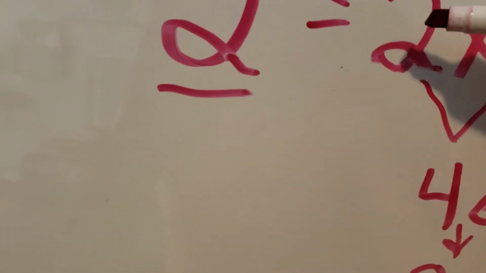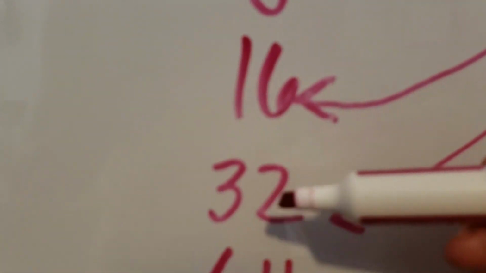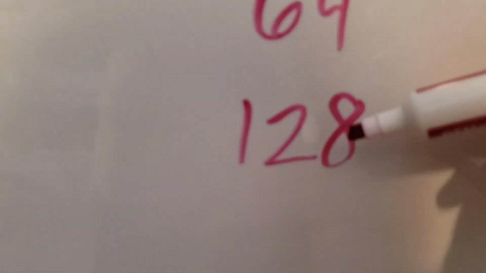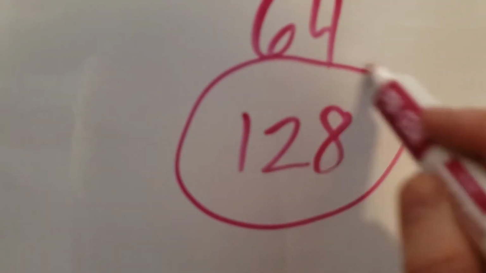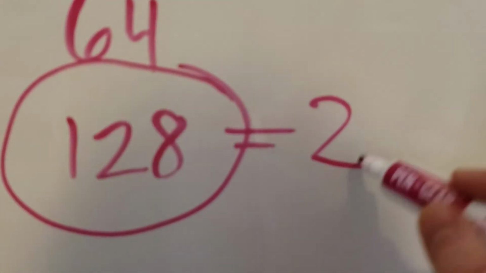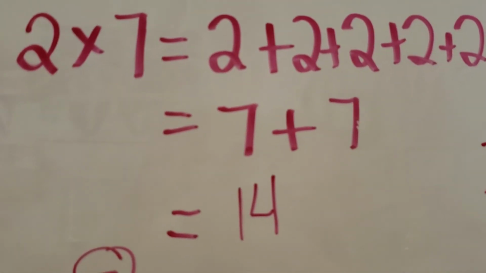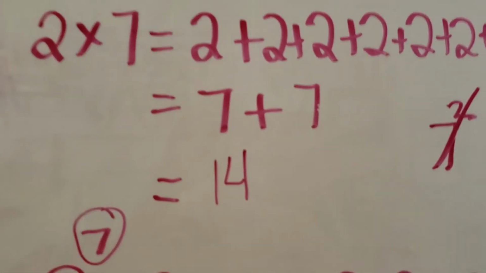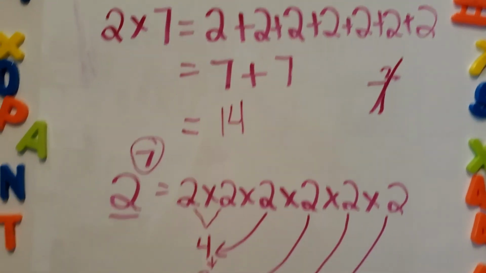This is 2 to the 1st, 2nd, 3rd, 4th, 5th, 6th, 7th power. So you can see that 2 to the 7th power is not equal to 2 times 7. It's not even close to equal to 2 times 7. It's in fact much larger.